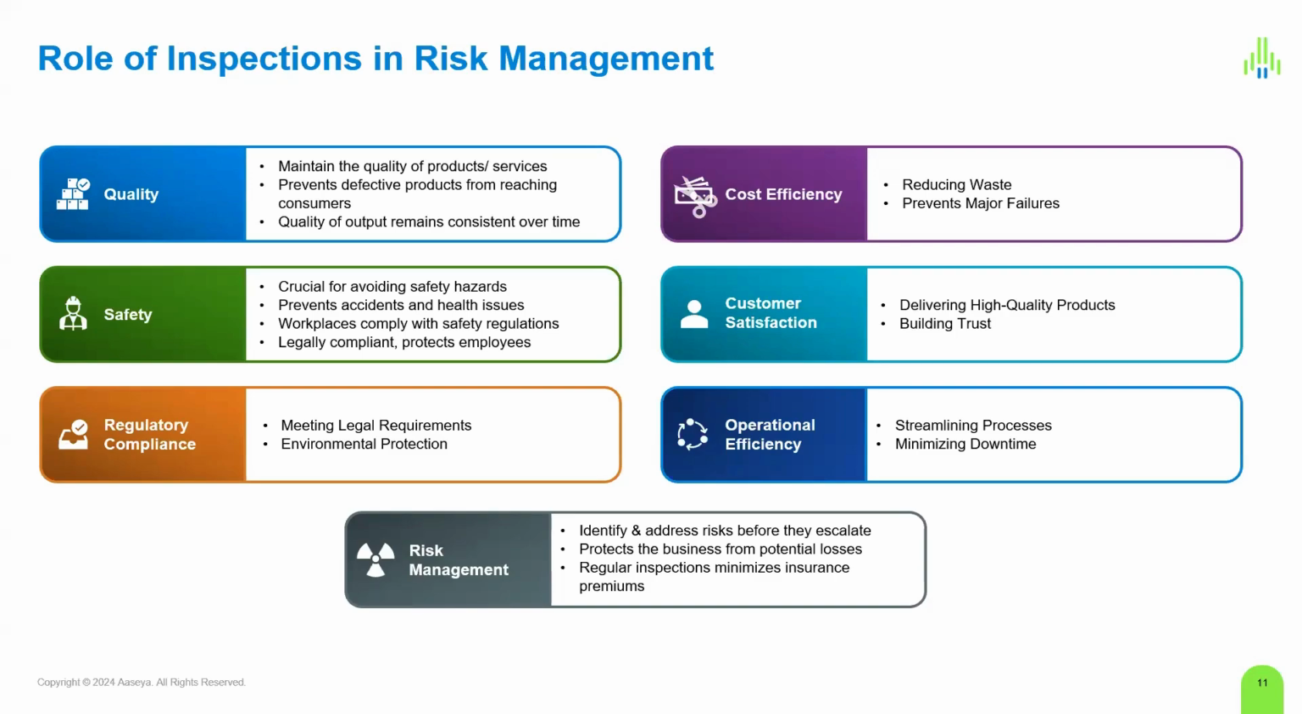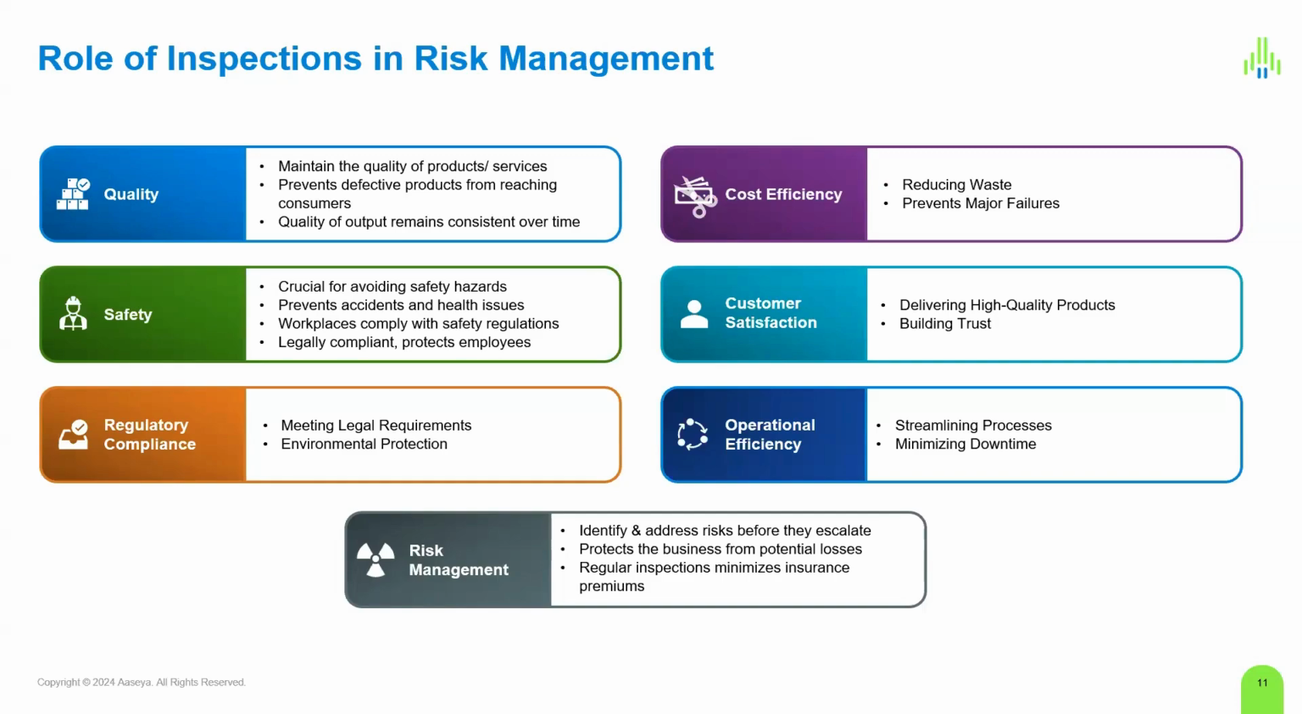Sixth, operational efficiency. Inspections can highlight inefficiencies or potential failures in equipment and processes, allowing for proactive maintenance or upgrades. This helps to minimize downtime and reduce the likelihood of unexpected breakdowns, ensuring smooth and continuous operations.